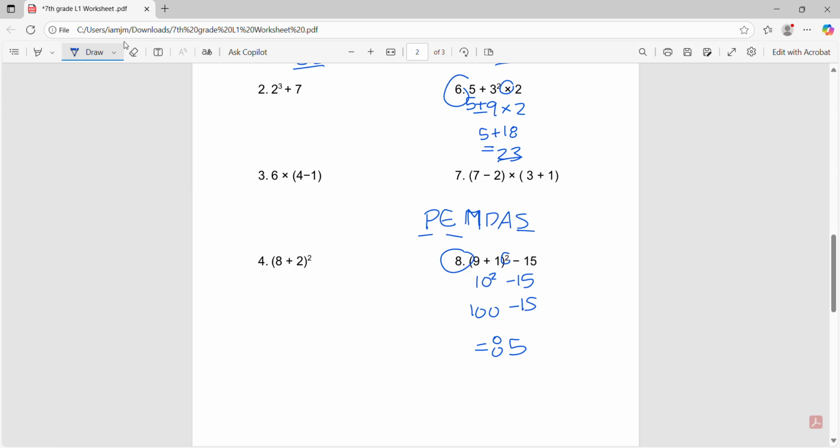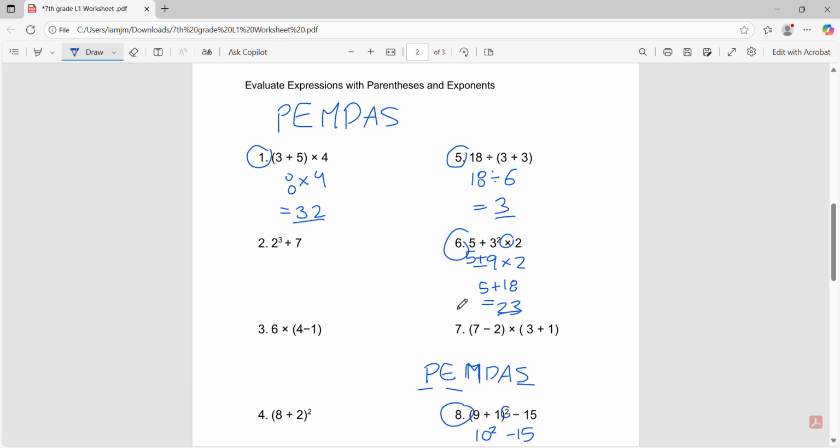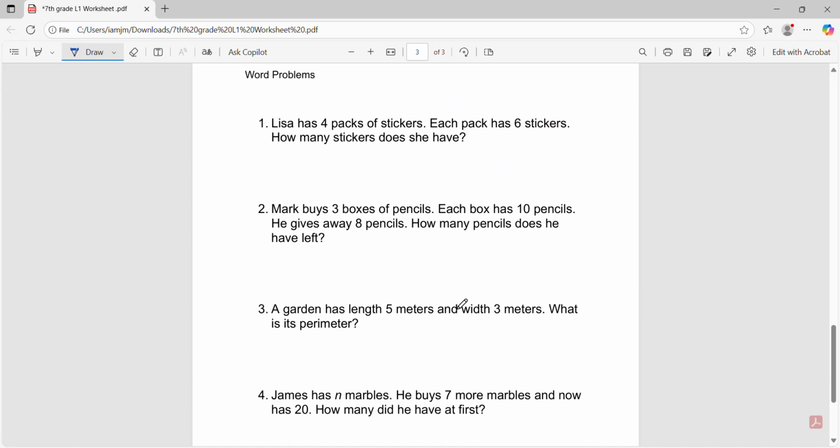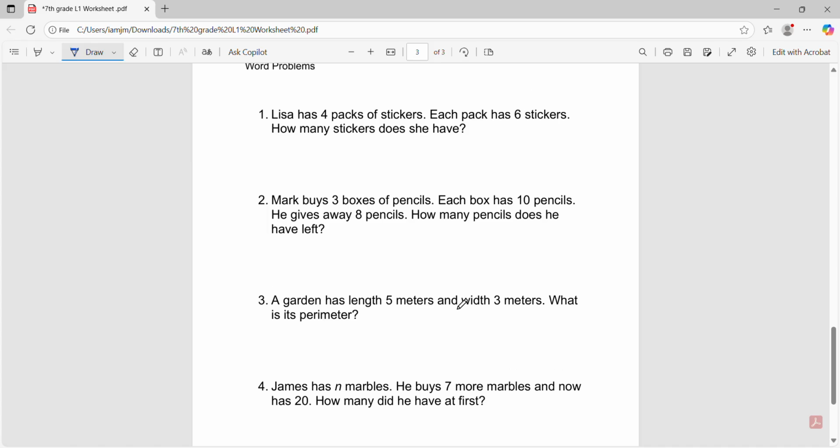Nice job. We solved the hard question. Solved the hardest question here. So we finished our second page. Now word problems. Let's do the odd numbers for this one. 1 and 3.